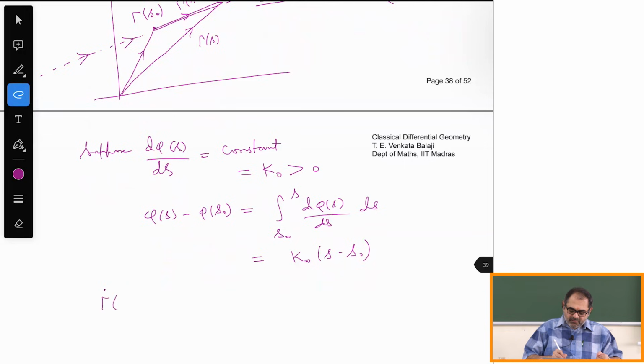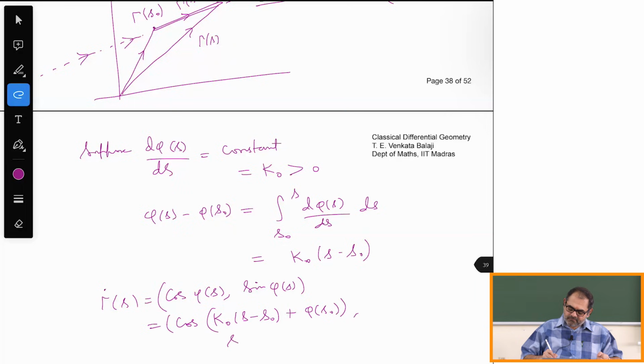So gamma dot of s is (cos phi(s), sin phi(s)), because phi(s) is the turning angle. So you will get cos of (k0 times (s minus s0) plus phi(s0)), comma, sine of (k0 times (s minus s0) plus phi(s0)).